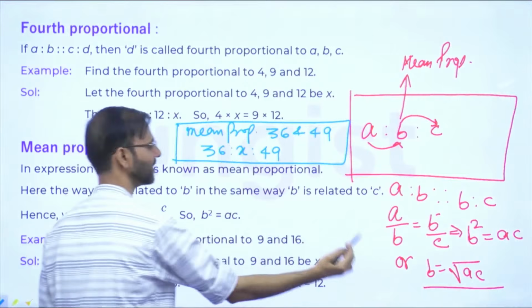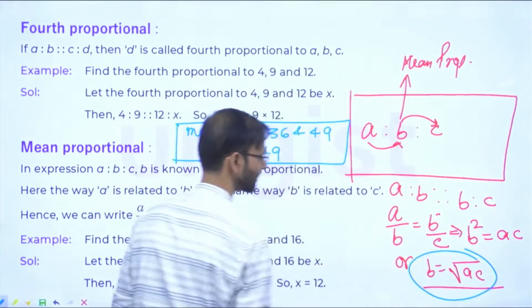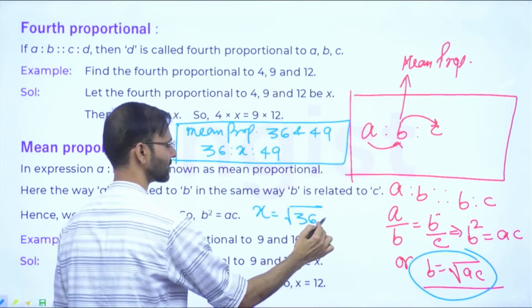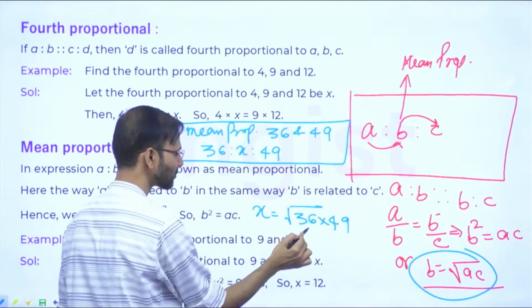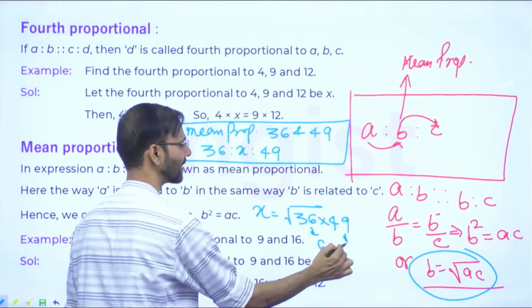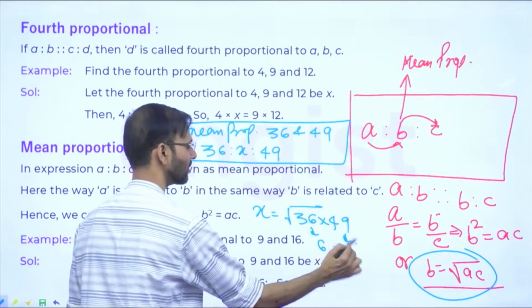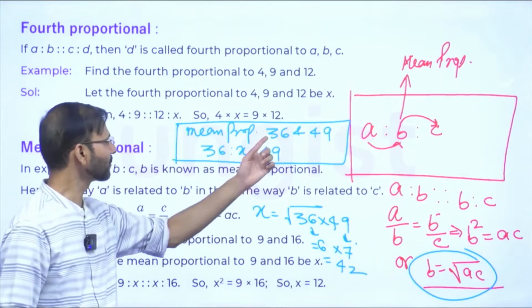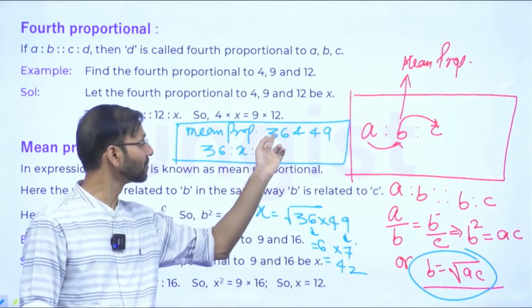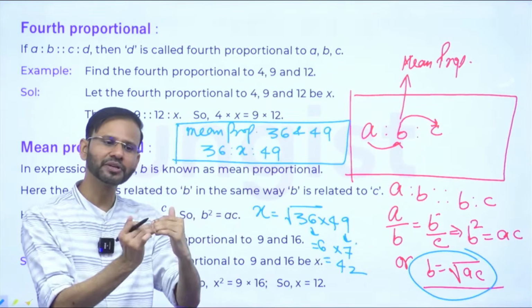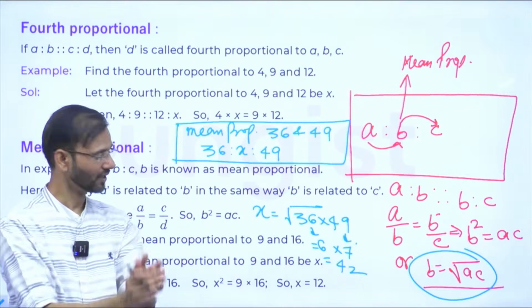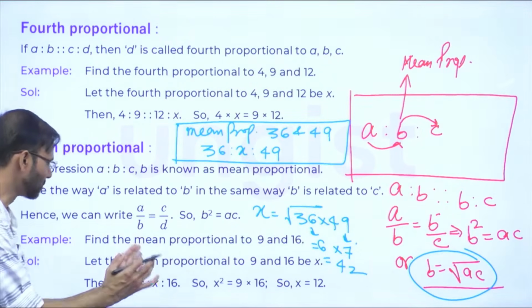So according to the definition, X will be equal to under root of 36 into 49. So root of 36 is 6 and root of 49 is 7. So this is 42. So guys, if the question comes like this, where both the numbers are perfect squares, just take out their roots and multiply them together. Correct? Look at this question.